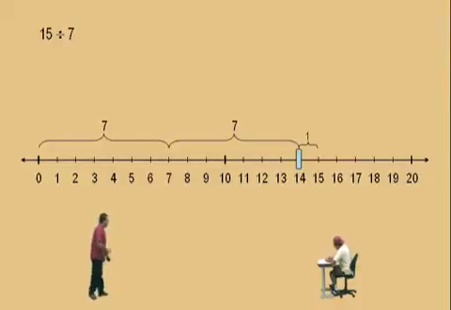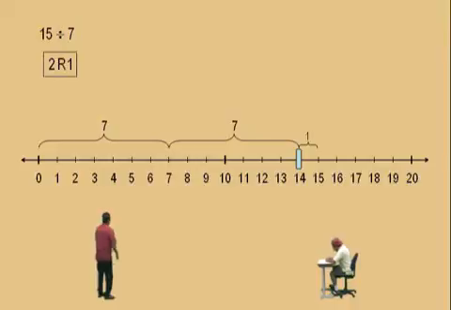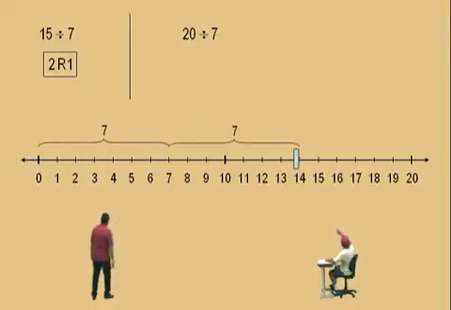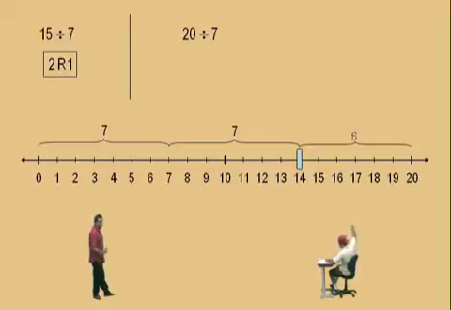And so our answer is 2 with a remainder of 1. That's right. Because 2 7s give us 14, right? So 7 goes into 15 2 times with 1 unit remaining. Very nice there, Charlie. Now, how about 20 divided by 7? Well, 1 7, 2 7s is 14. 7 times 2 is 14. How many units are left over, Charlie? 6. 6, that's right. 20 subtract 14 is 6.